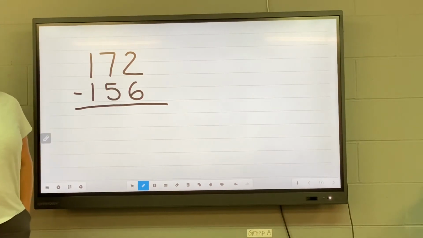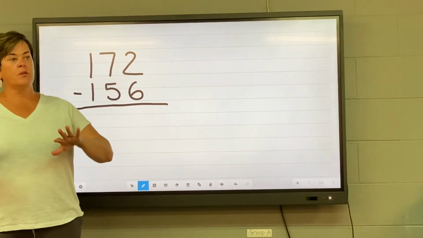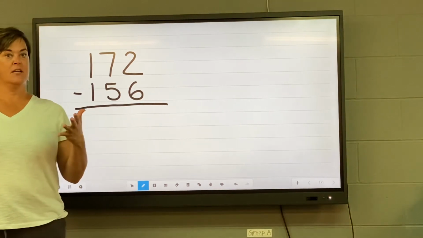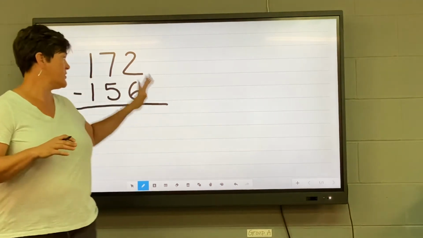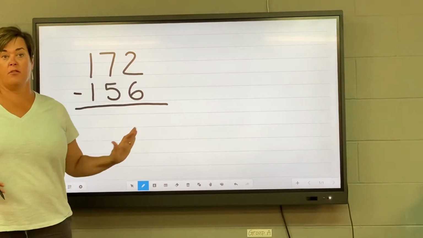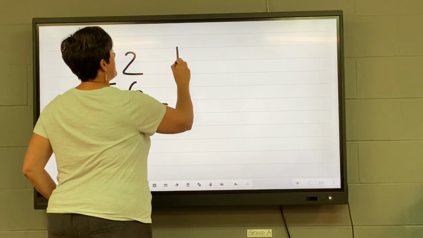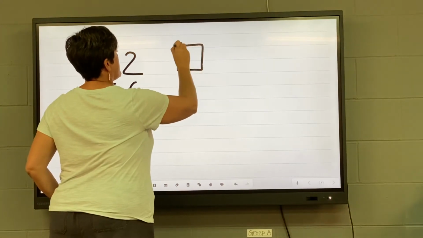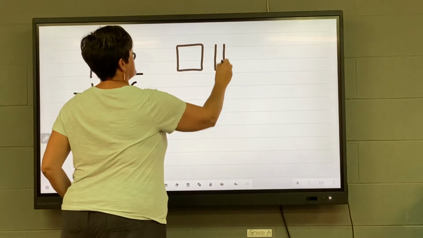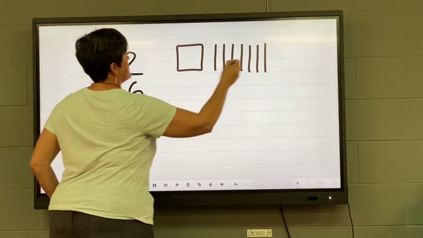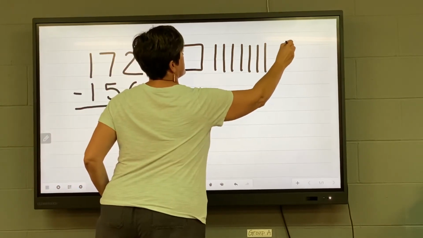Okay, half of you showed it using base 10 blocks, and the other half of you just did standard algorithm. Okay, so let's do it this way. We'll do it both ways. So there's 100, there's 70, and here is 2.